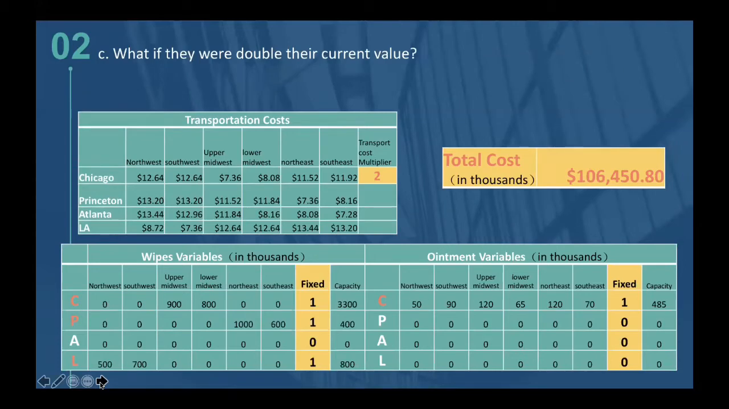After calculation, we find that the situation of the plants is the same as that in question 2A part, that wipes production lines should be established in Chicago, Princeton, and Los Angeles, and that the ointment production line should remain in Chicago. At the same time, the total cost will also increase due to the increase of transportation costs.